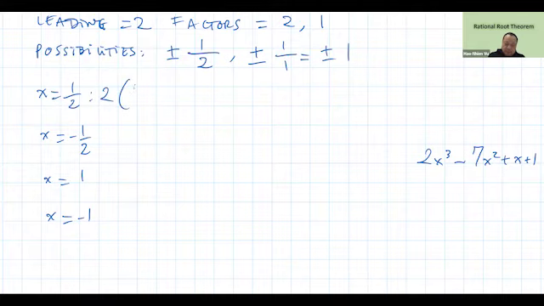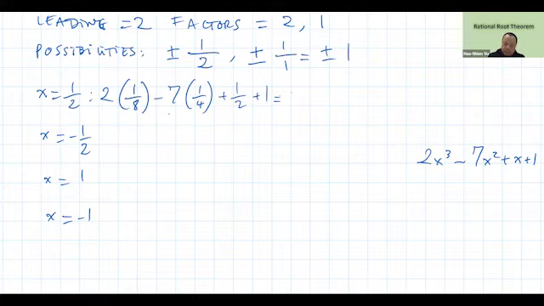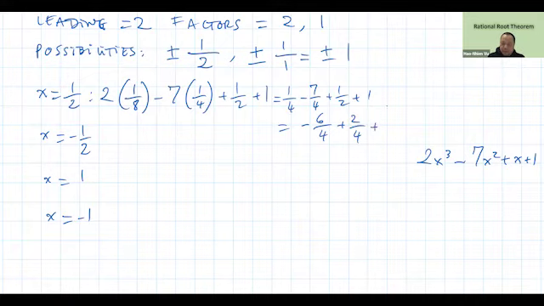So for x equals 1/2, this is 2 times 1/8 minus 7 times 1/4 plus 1/2 plus 1. 2 times 1/8 is 1/4, minus 7/4, plus 1/2, plus 1. And this is -6/4 plus 1/2. 1/2 is actually 2/4, plus 1. 1 is actually 4/4. So it actually is equal to 0. So that's kind of cool. Right off the bat, we found a rational root.